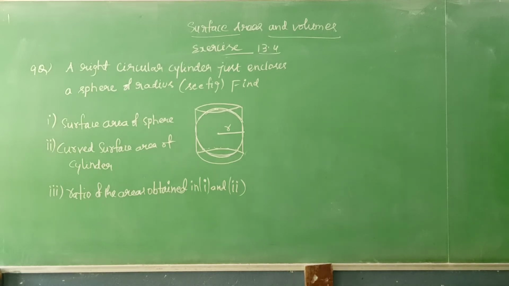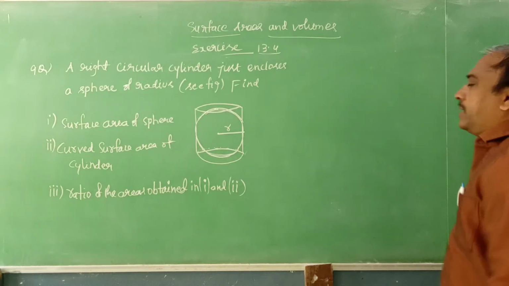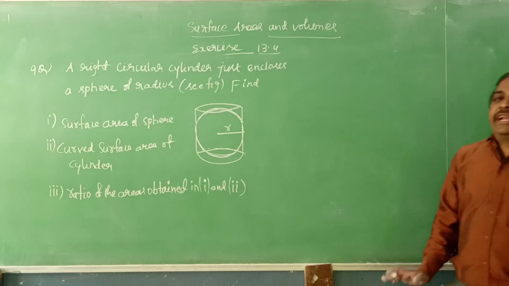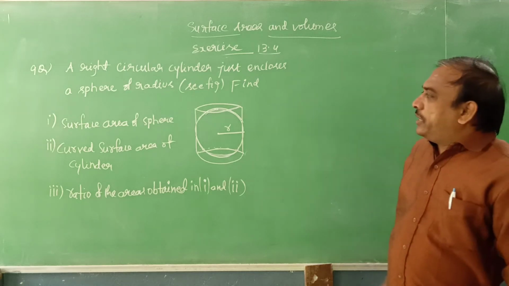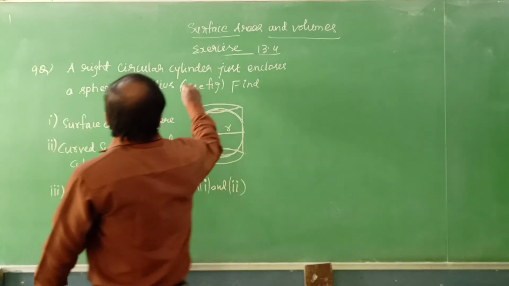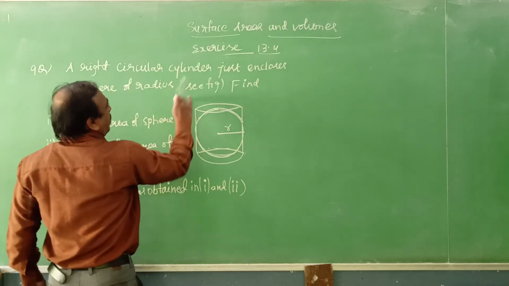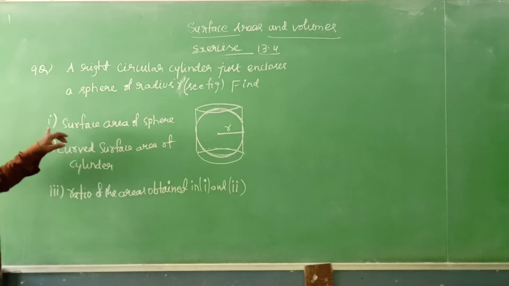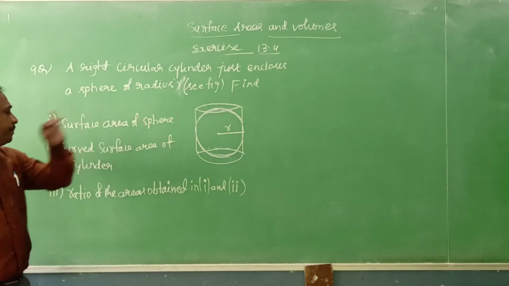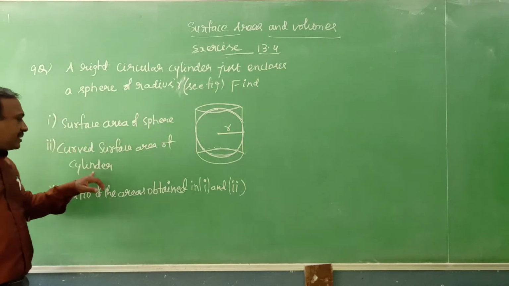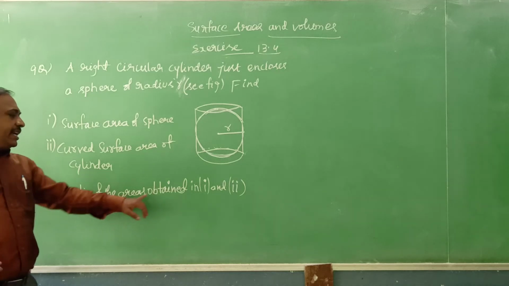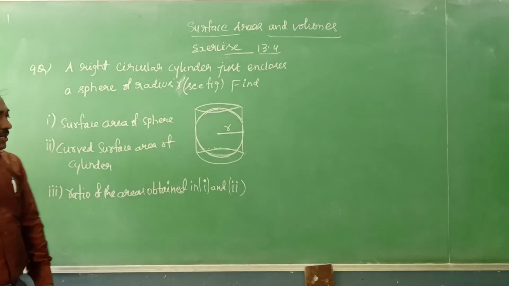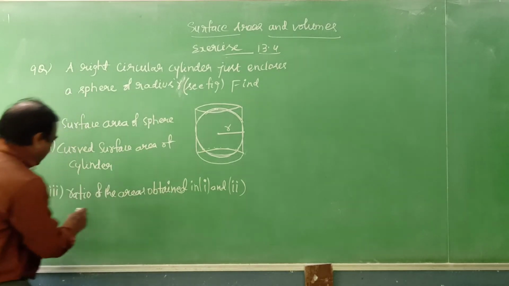Now question number 9. A right circular cylinder just encloses a sphere of radius r. So the radius is r. See the figure. Find the surface area of the sphere, the curved surface area of the cylinder, and the ratio of the areas obtained in 1 and 2.